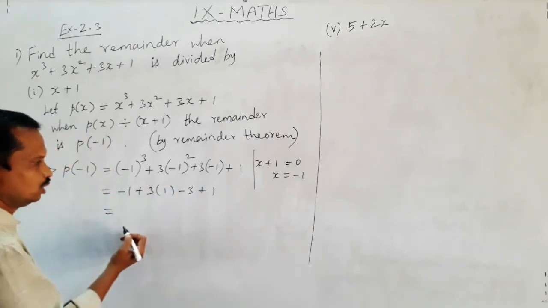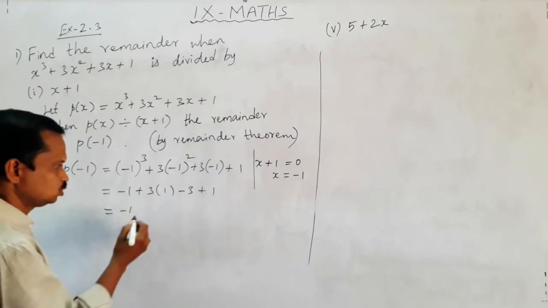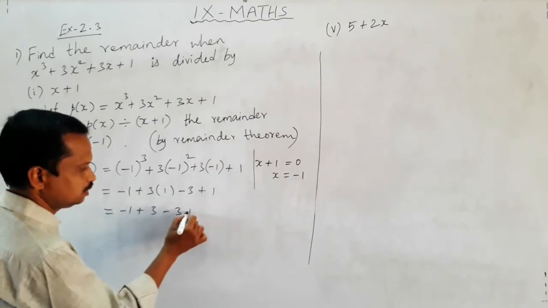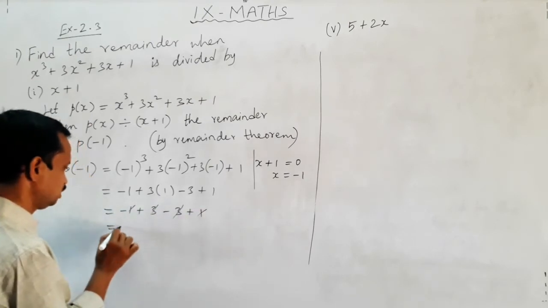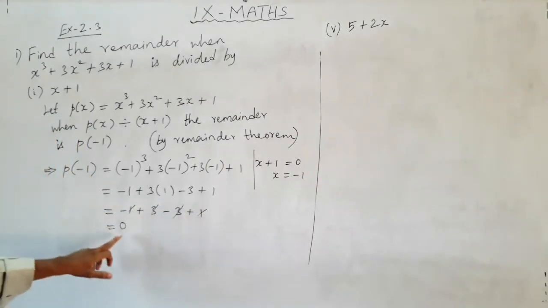And here we see minus 1 plus 1. You can cancel it, or wait for another step. Minus 1 plus 3 into 1 plus 3, and this is minus 3, and then plus 1. You see, minus 1 plus 1 plus 3 minus 3. What do you get? 0. Alright? The remainder is 0.